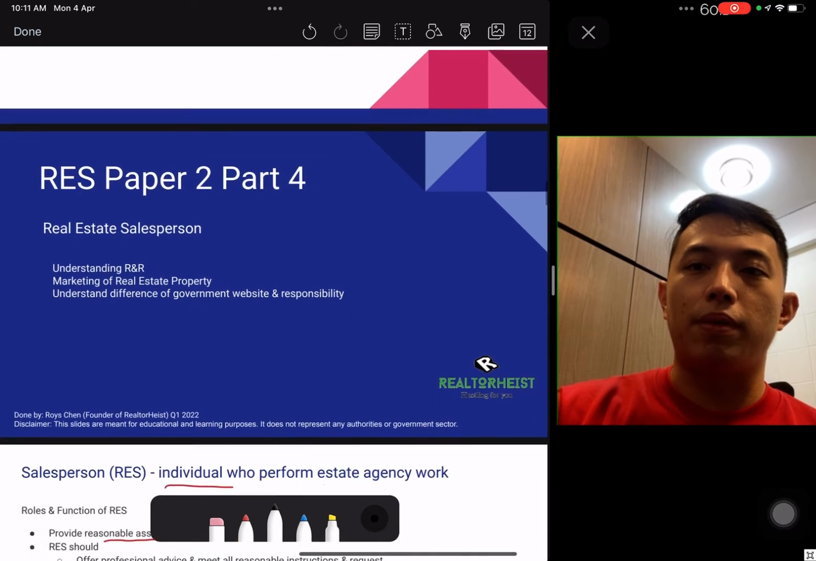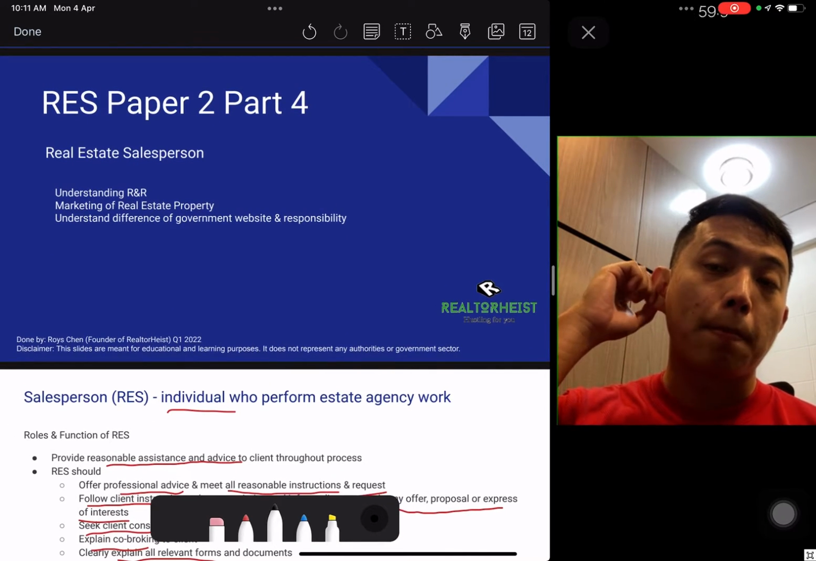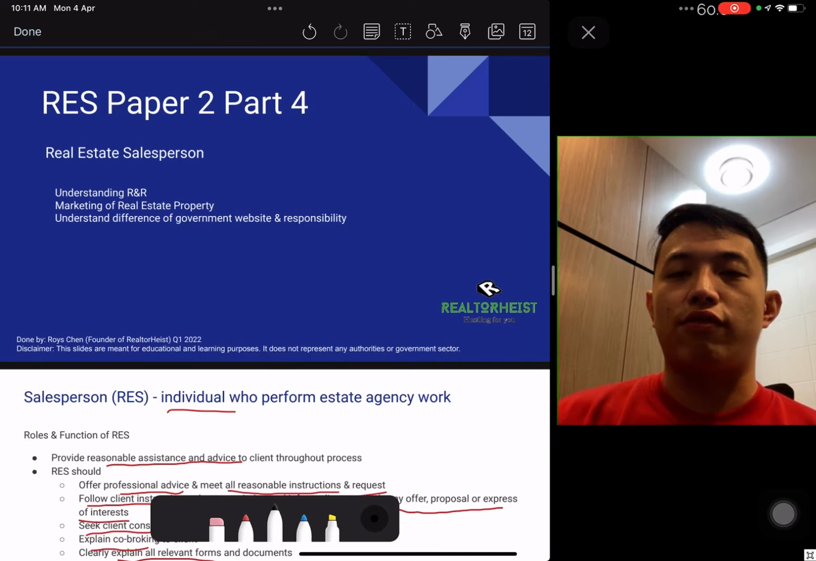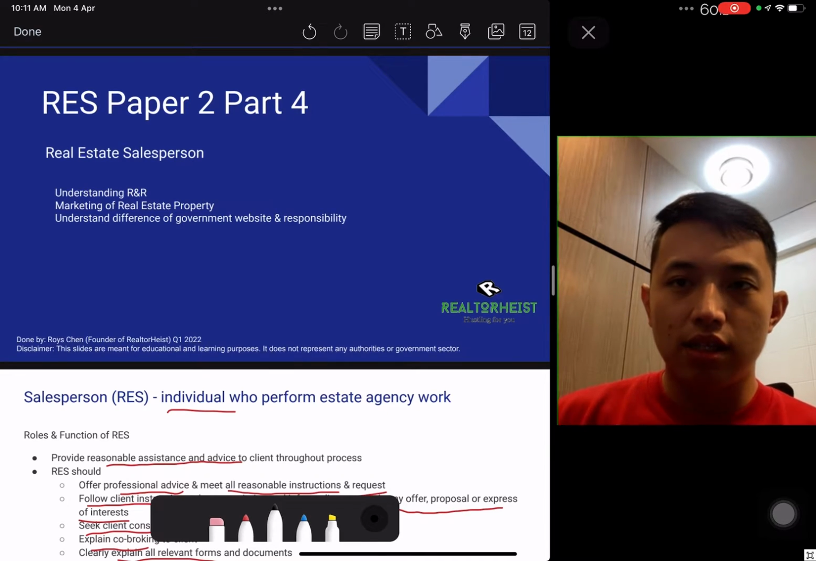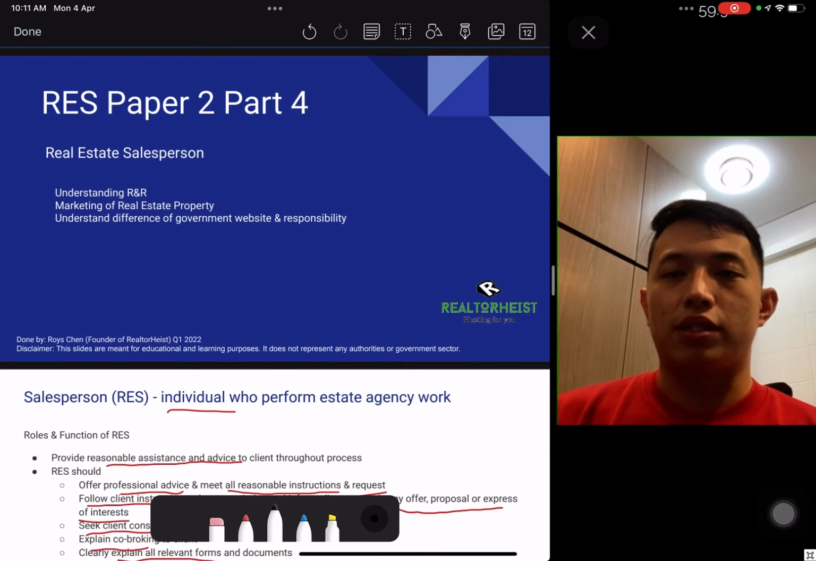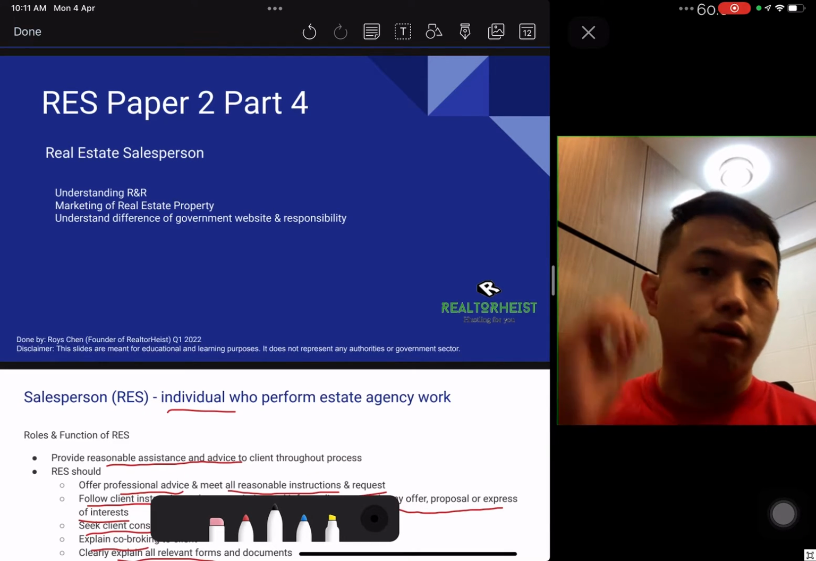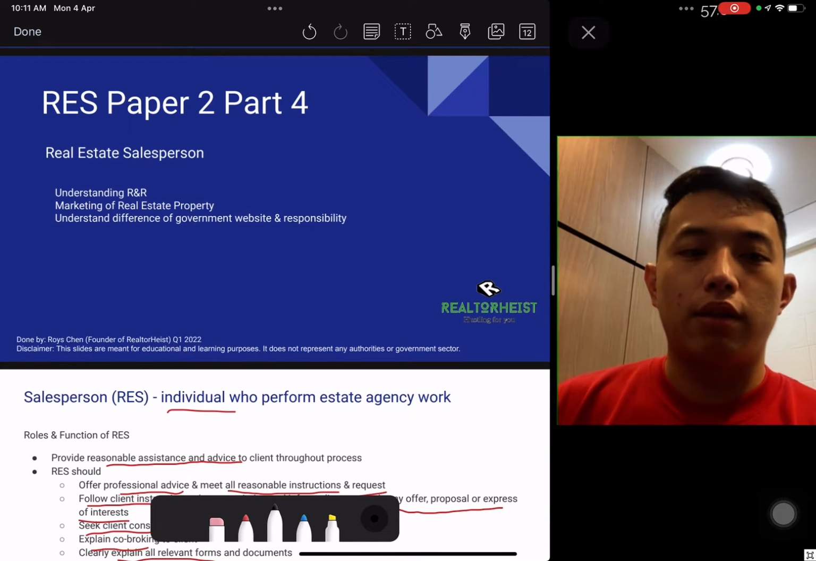Your job in paper 2 is to remember and understand the acts, laws and regulations for RES, not to remember too many calculations. Okay, go guys, carry on. RES part 4.